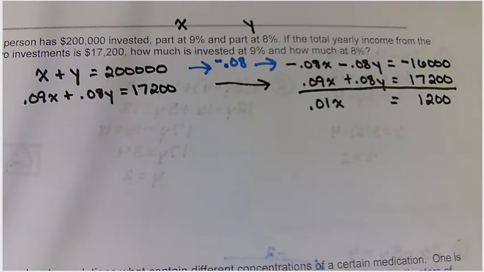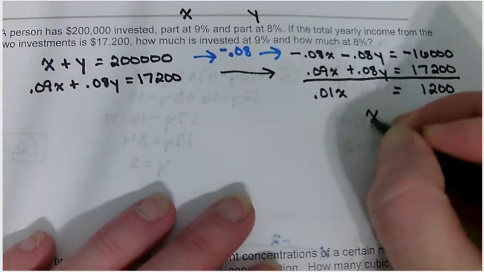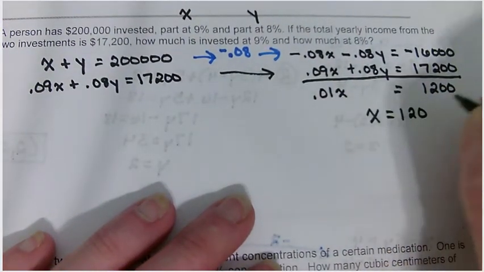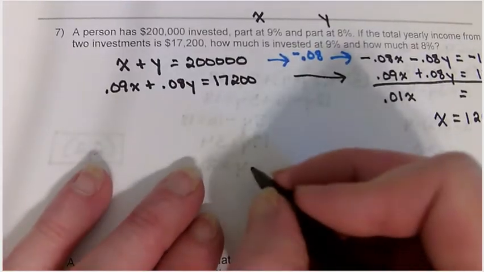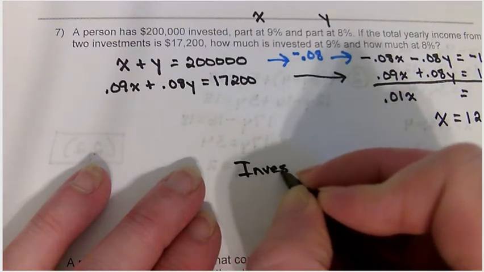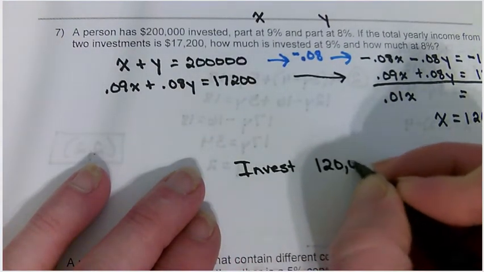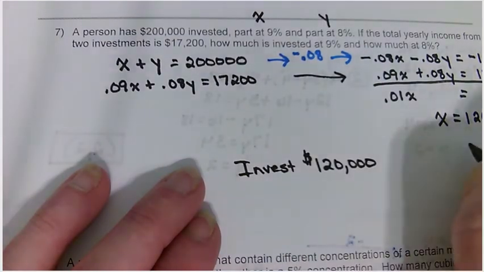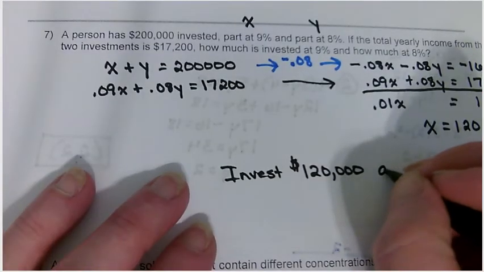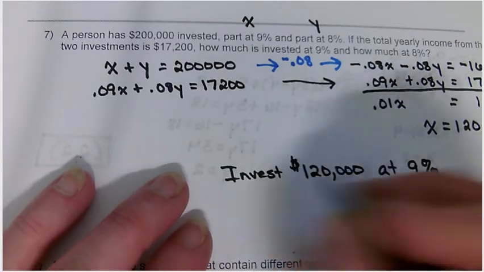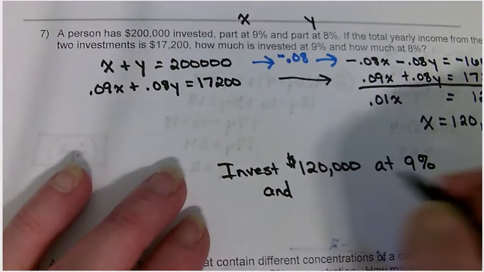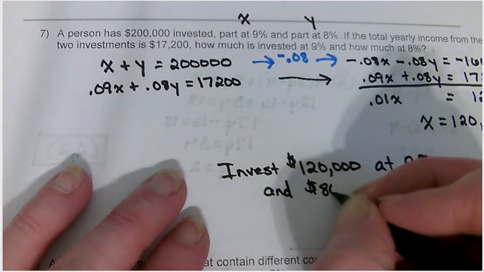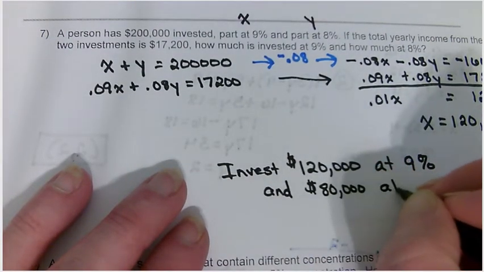And now I'll take 1,200 divided by 0.01, and I get x is 120,000. So that means we're going to invest $120,000. This was X, so that's at 9%. And how much would be left? We had 200,000, so there's going to be $80,000 left to invest at 8%.